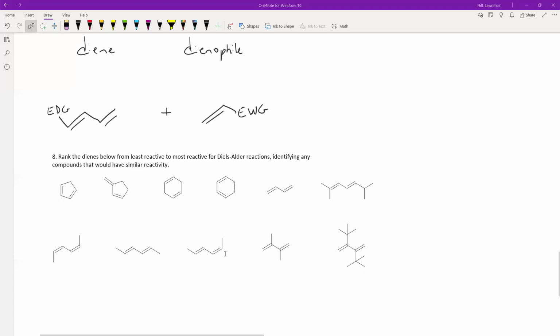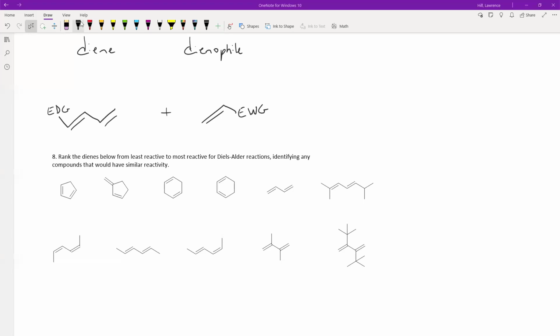Okay, so question number 8, you're asked to rank the dienes below from least reactive to most reactive for Diels-Alder reactions, identifying any compounds that would have similar reactivity. So there's a lot here, of course. This is really just a chance to think. An exam question wouldn't look like this. It would need to be simplified and more targeted. But let's get into it.